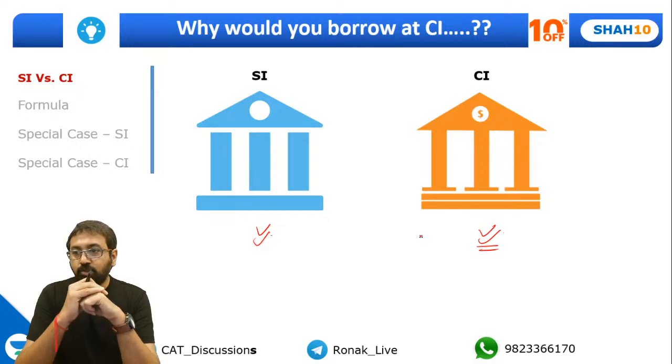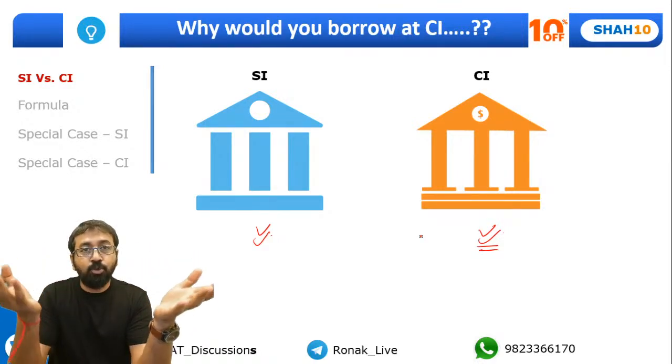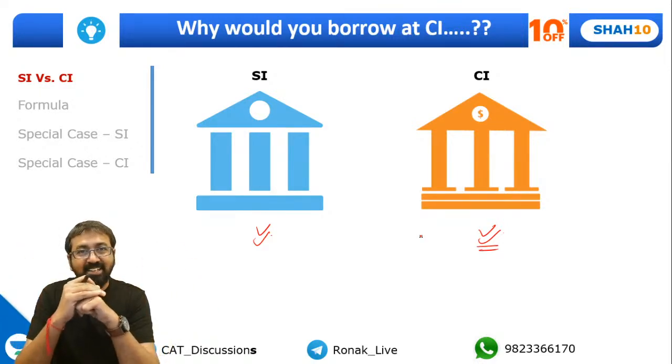Vaibhav, CI is interest on interest, correct? So why would someone borrow at CI? Compound interest पे क्यों borrow करेंगे? That's the first question that I'm asking.